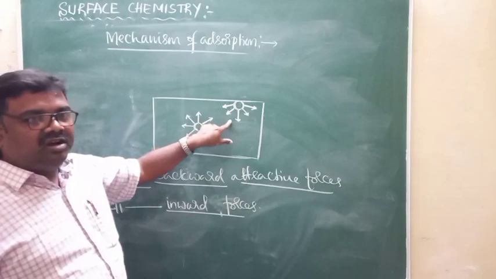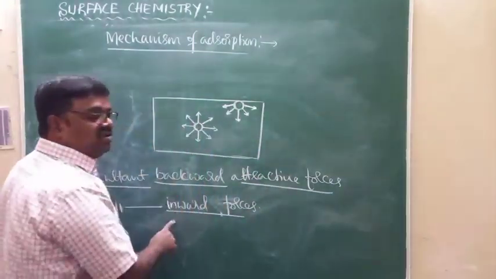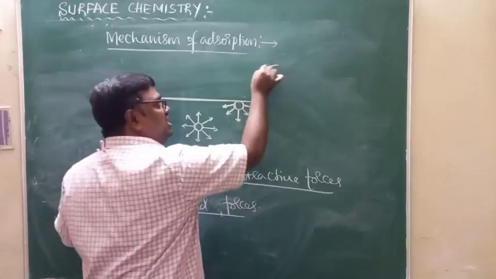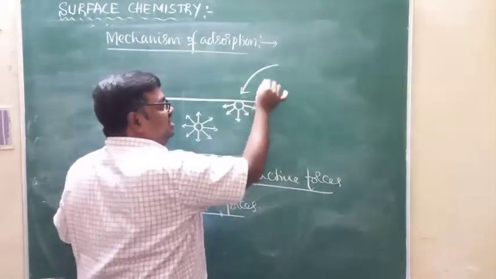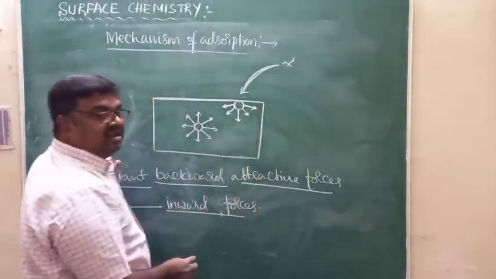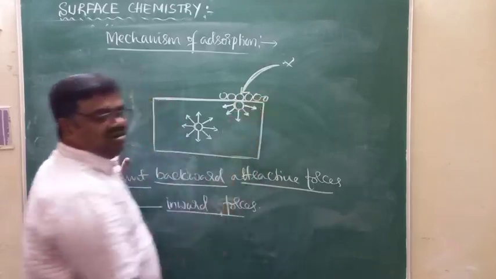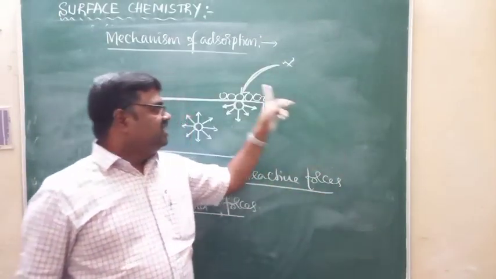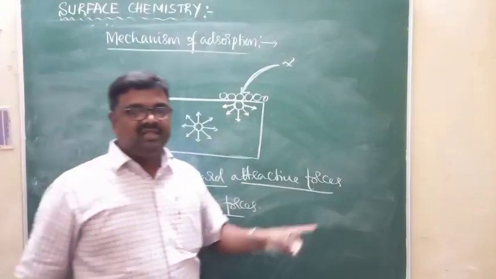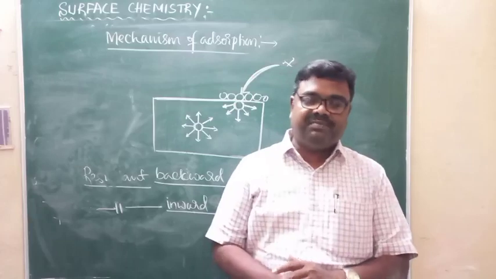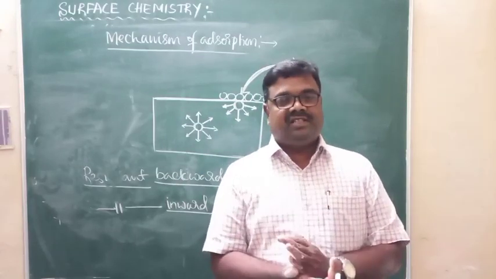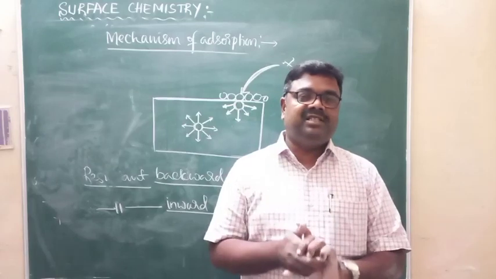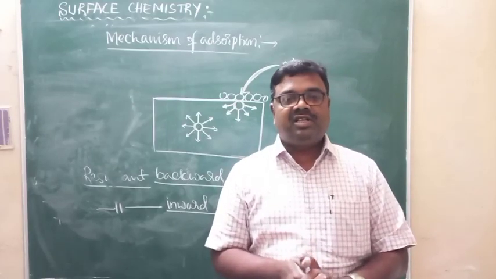Because of that, in order to balance these resultant inward forces experienced by the surface molecule, the adsorbent is going to attract other molecules and retain them on the surface of the solid. So this resultant backward attractive force experienced by the surface molecules is the main cause for adsorption of substances over the surface of solids or liquids, and that is the mechanism involved in the adsorption of molecules on the surface of solids.